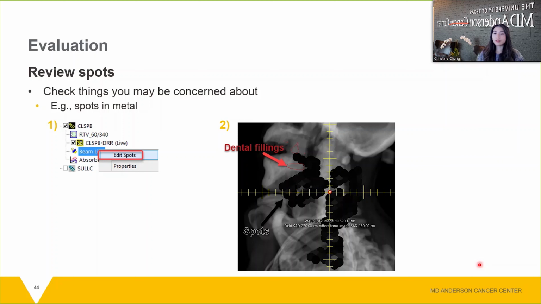Okay, so at the end of this, the plan will be sent to physics for review and any edits that they request will be made. And then after that, it's sent to the physician for their review and any edits that they request will be made. And then finally, you have a treatable plan.